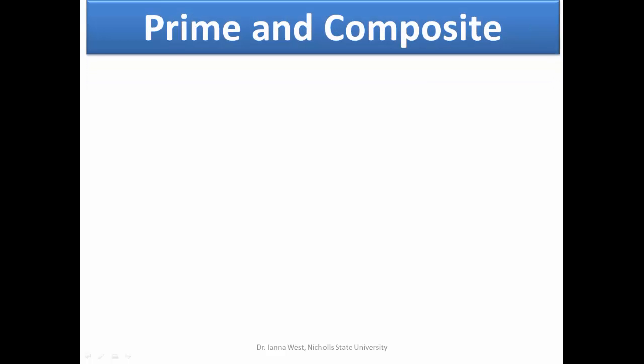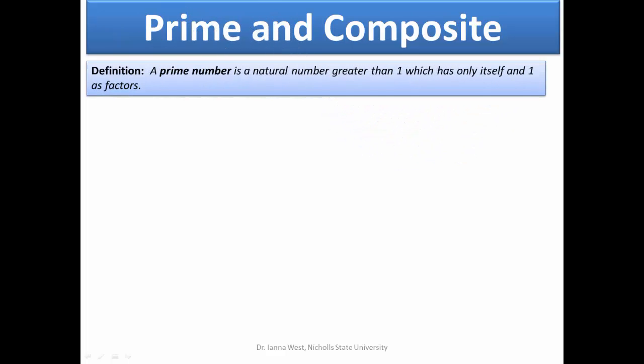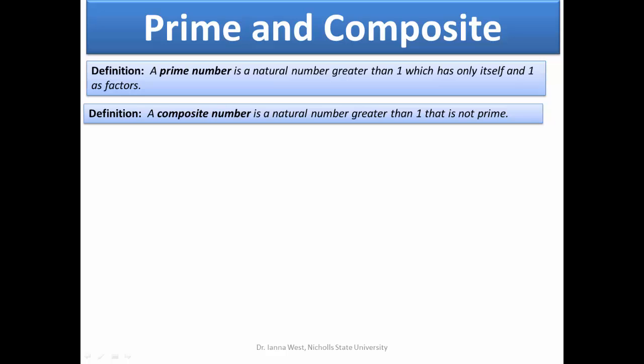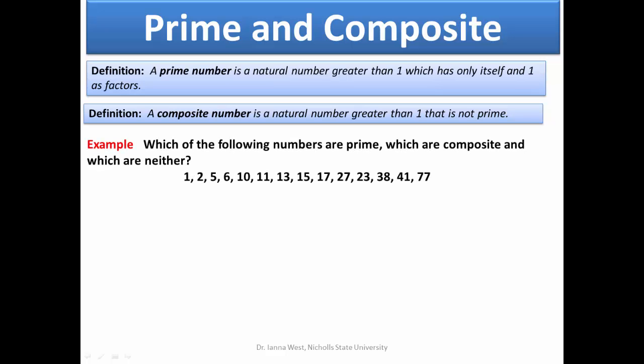We will now consider prime and composite numbers. We will start with the definition of a prime number. A prime number is a natural number greater than 1, which has only itself and 1 as factors. The definition of a composite number is a natural number greater than 1 that is not prime. We will consider an example. Which of the following numbers are prime, which are composite, and which are neither?